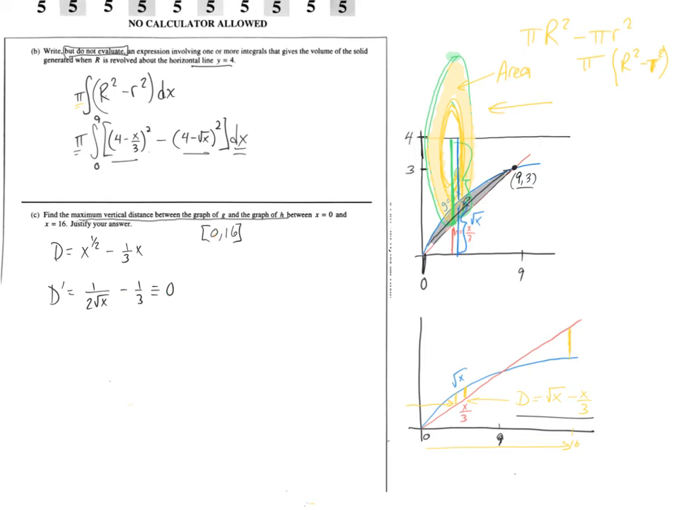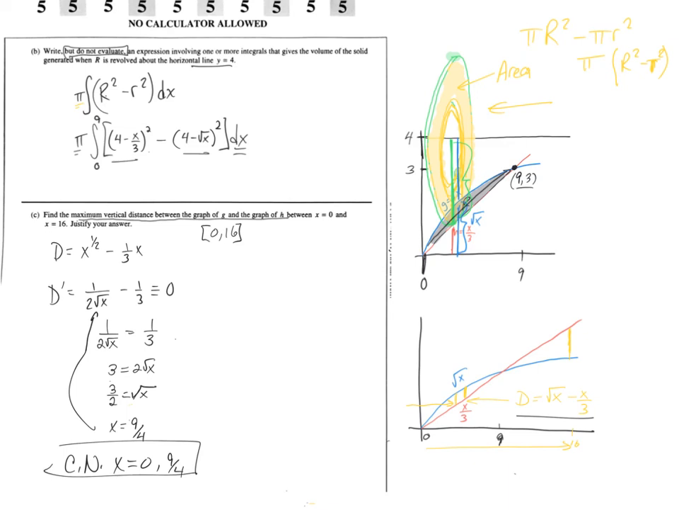Now we just have to solve this using your vast algebra skills. Once you add 1/3 to both sides, you can cross multiply and get 3 equals 2 root of x. Divide by 2, you get 3/2 equals root of x. Squaring both sides, you get x equals 9/4. So we have a critical number at x equals 0, because that made the derivative undefined, and you have 9/4. We're going to test the y values at those and our endpoints.